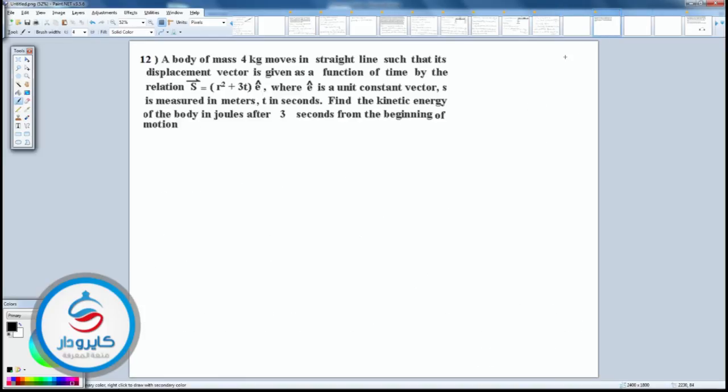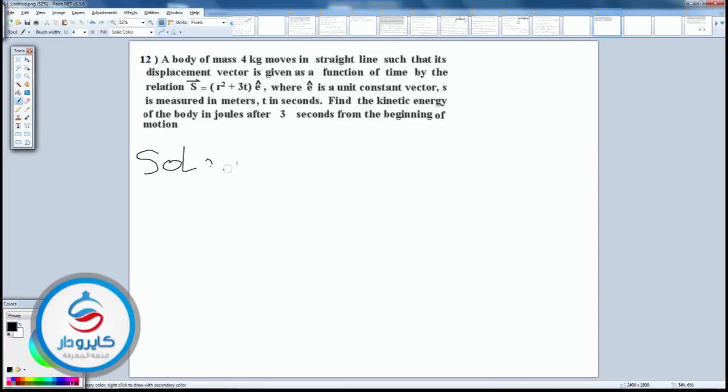Question number 12. A body of mass 4 kg moves in a straight line such that its displacement vector is given as a function of time by the relation S equals t squared plus 3t in the direction of unit vector E, where E is a unit constant vector, S is measured in meters, t in seconds. Find the kinetic energy of the body in joules after 3 seconds from the beginning of motion.